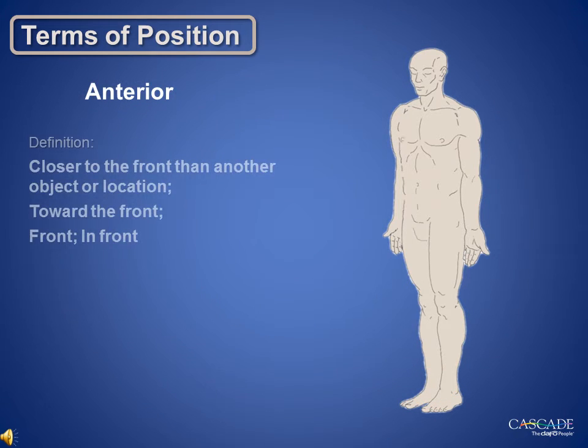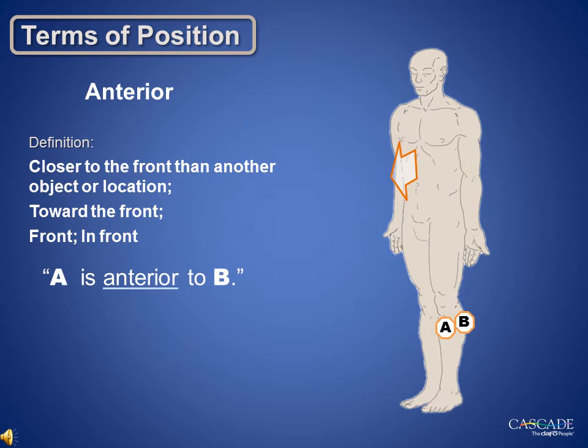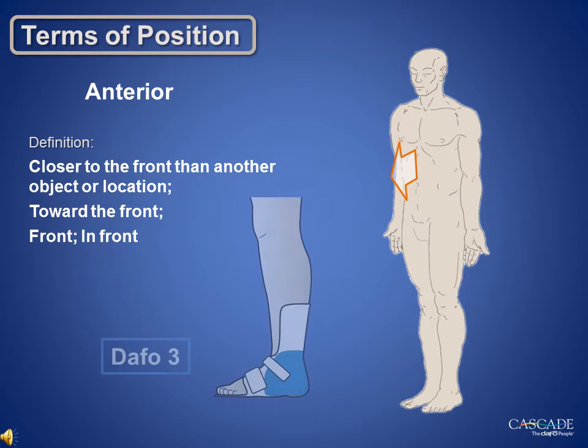Anterior means closer to the front than another object or location, toward the front, front, or in front. In this example, A is anterior to B. We refer to the front edge of most of our brace styles as the anterior trim lines.